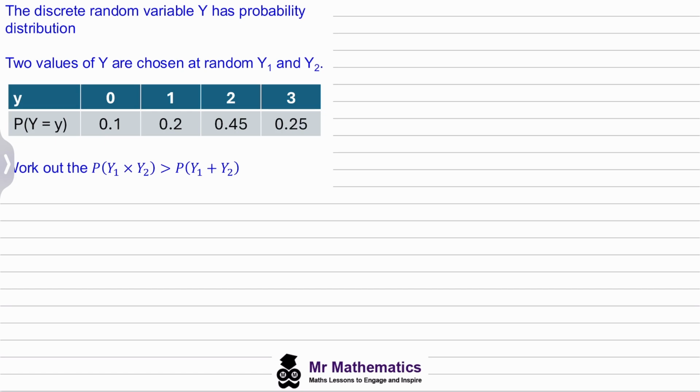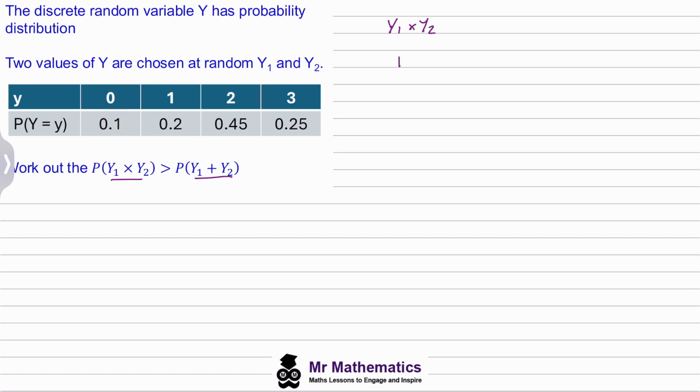Okay, so welcome back if you had a go. To work out these probabilities, we're going to need to create a sample space diagram. If we look at the probability of y1 multiplied by y2, we know when we multiply anything by 0, we'll get 0. So when either y1 or y2 is 0, their product will always be less than their sum. So we don't need to include these zeros.